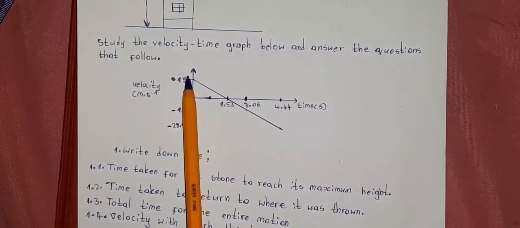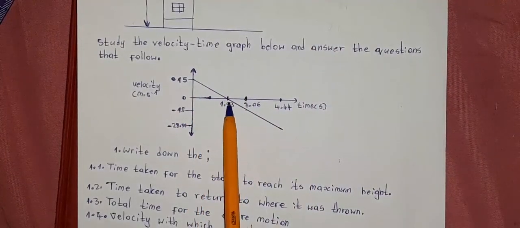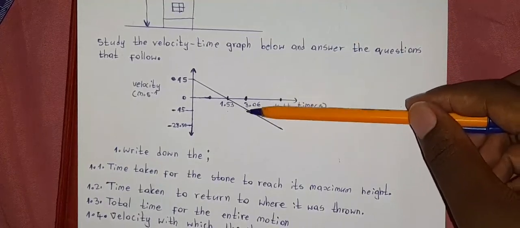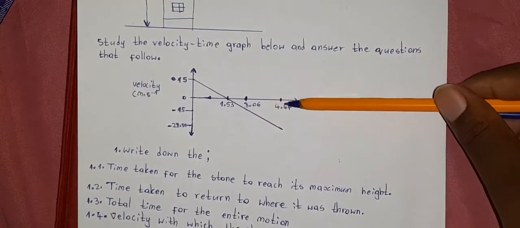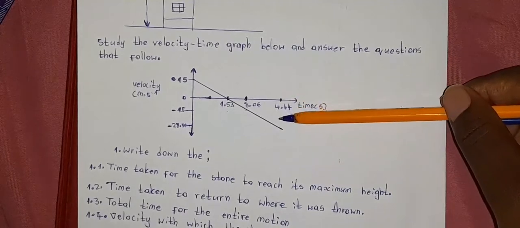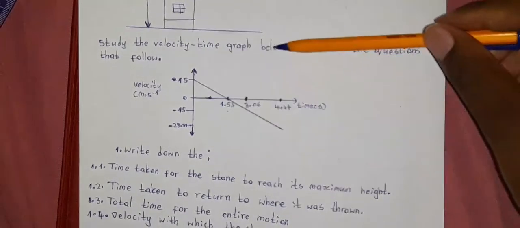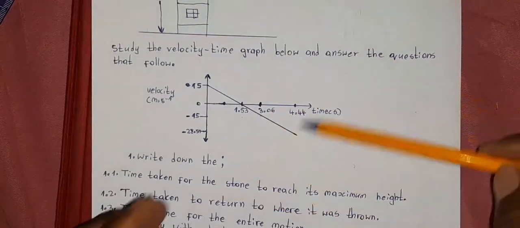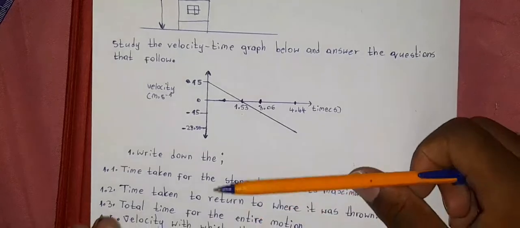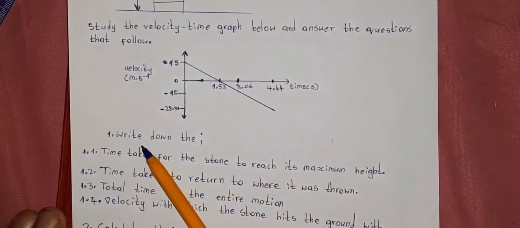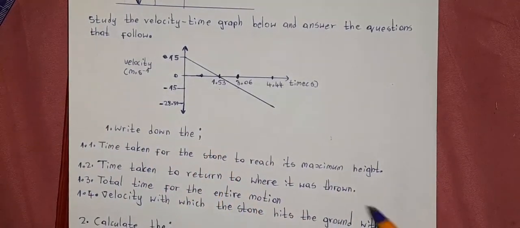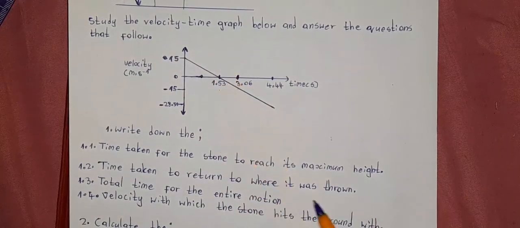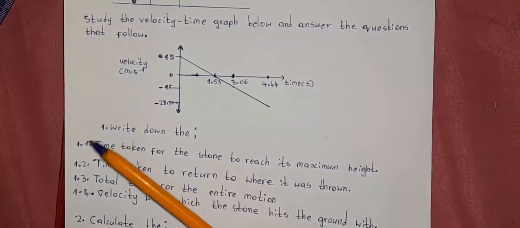We are given initial velocity, time taken to reach maximum height, time taken to return to where it was thrown, and the total time for the entire motion from where it was thrown to where it returned and to where it hits the ground. So this is the total time for the entire motion. So number one, they say write down there. They didn't say calculate, they said write down there. So you just have to look at this and write down what they are asking you here.